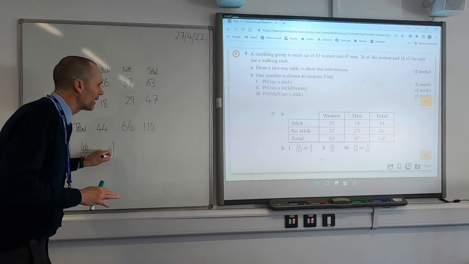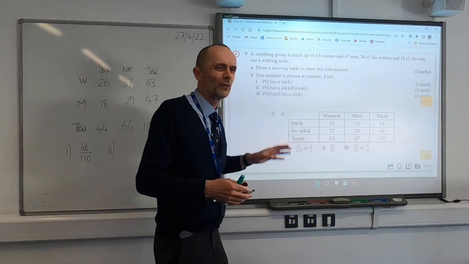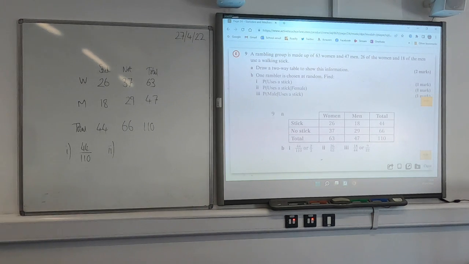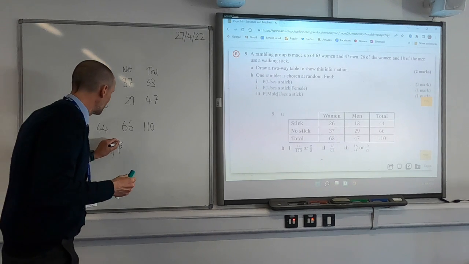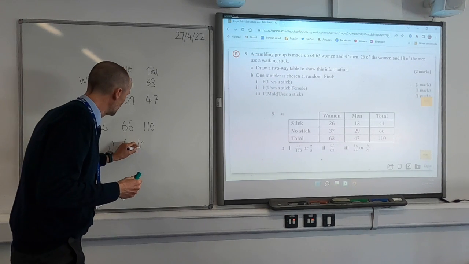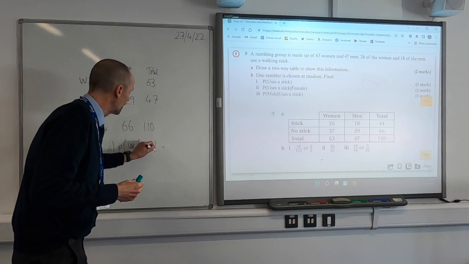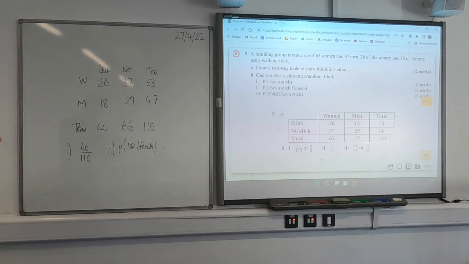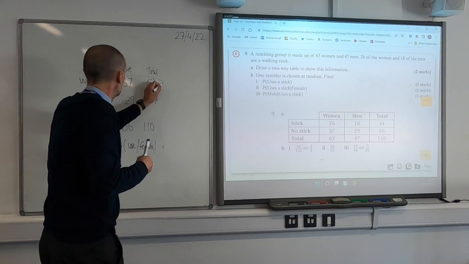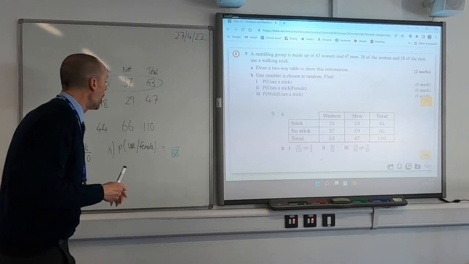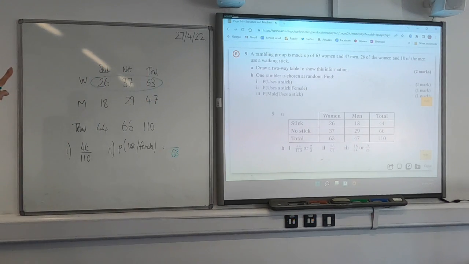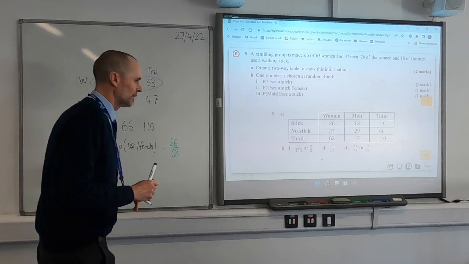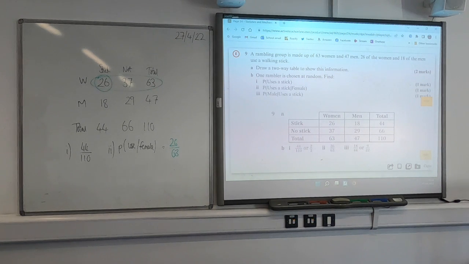So do you remember we talked about numerator and denominator? It almost looks a bit fractiony, doesn't it, the way it's drawn. So, probability that they use a stick given that they are female. We're saying, right, this is my denominator. We're only interested in the female members, so there are 63 of them. Of those 63 members, how many of them use a stick? 26 out of 63. So it wasn't 44 out of 63.